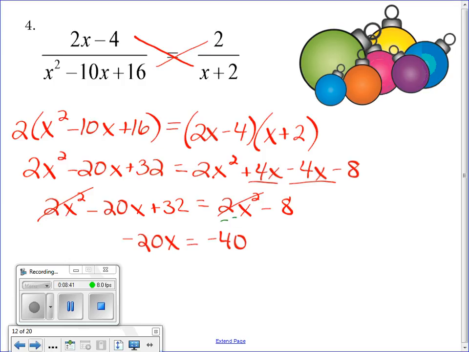If I subtract 2x squared, those are gone. And then I'm subtracting 32. What's the problem?